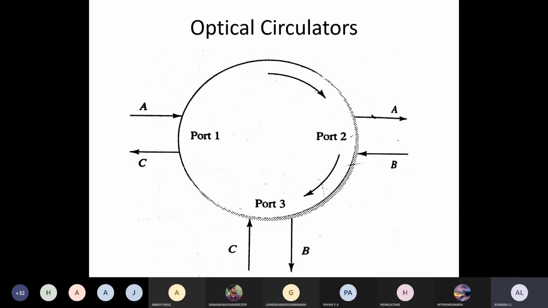Similarly, whatever input we feed at the B end of port 2, we can take at the port 3 B end only. Similarly, whatever signal you feed at port 3 C end, we can take it back at the C end of port 1. That is called a circulator. That means from one port to another port, the signal is being circulated. That is exactly what is called optical circulators, from one end to another end. So please make a note of this particular diagram, all of you.